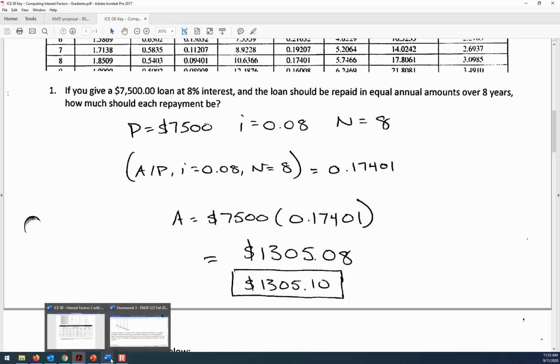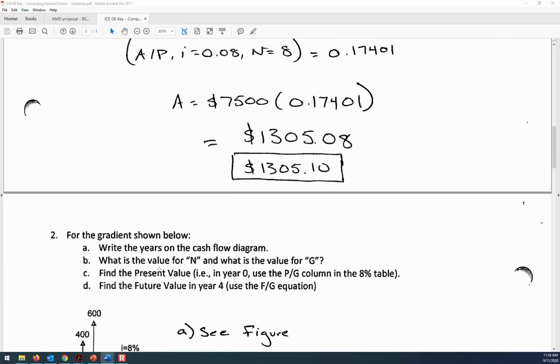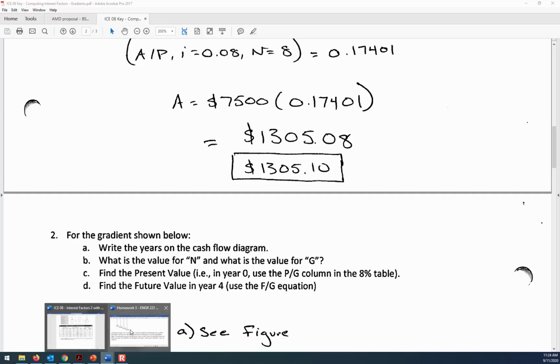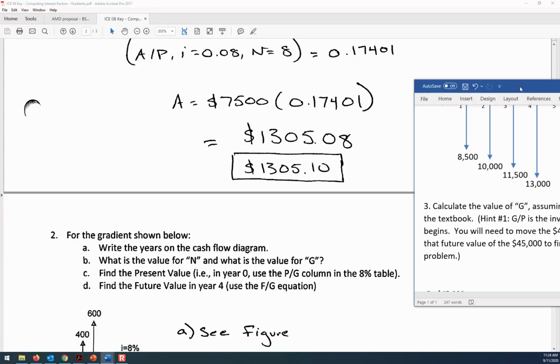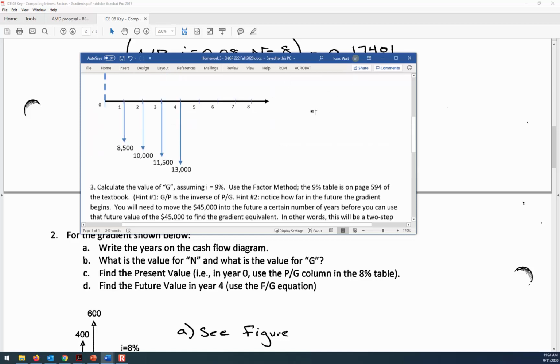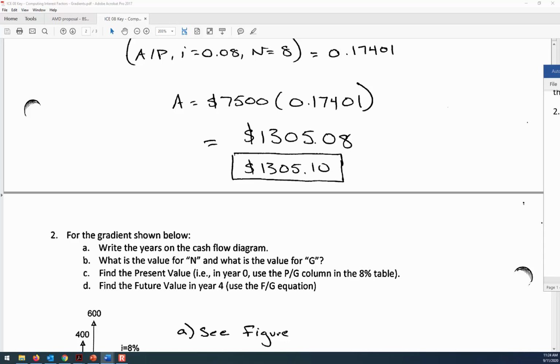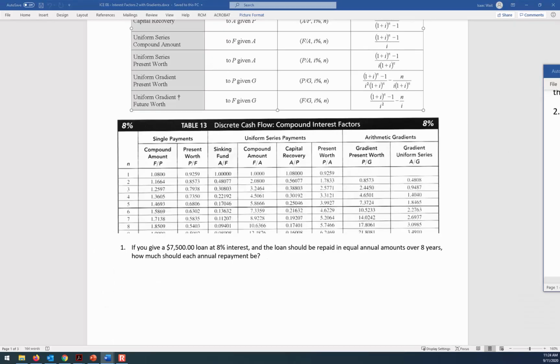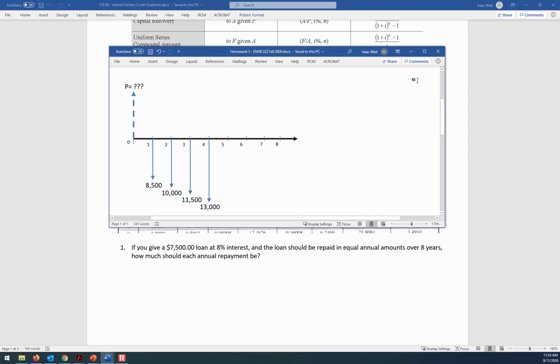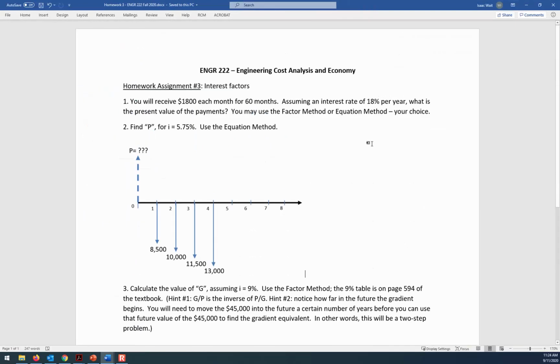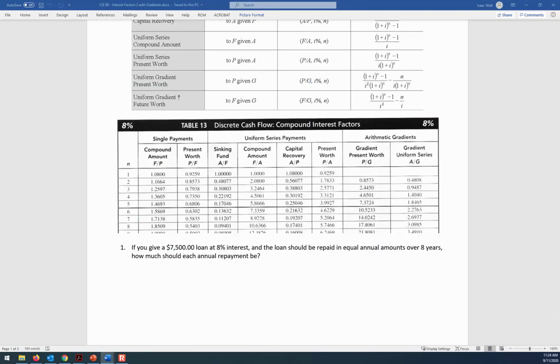All right, so that was the first problem. Any questions before we move on from that one? Okay, now, gradients. This is where things get interesting. Oh, wrong one. I don't want to show you the answer yet. That's the homework. I'll get there eventually. All right, in-class exercise. Oh, geez.